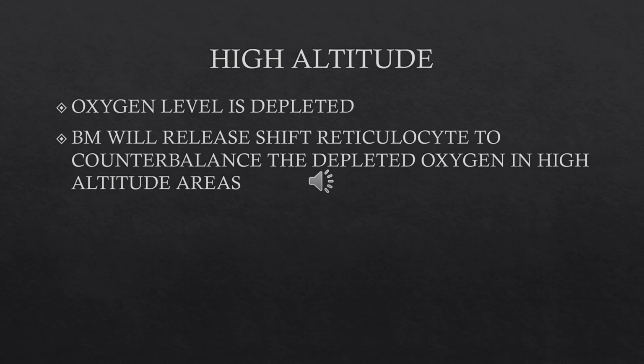Next, we have high altitude. Oxygen level is depleted if you're in a high altitude place. So your bone marrow will release shift reticulocytes to counterbalance the depleted oxygen. Your bone marrow is just counterbalancing the oxygen level.